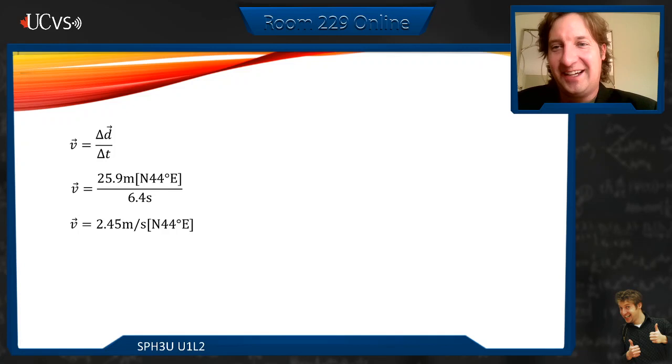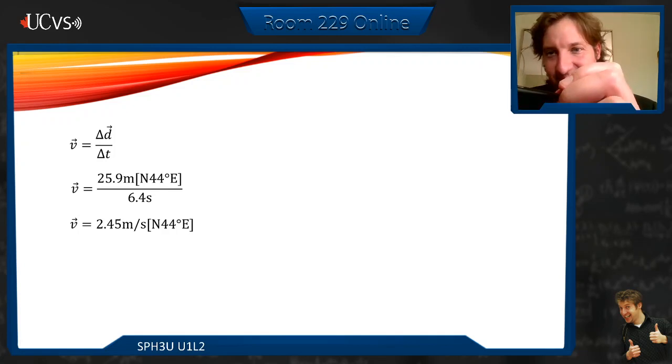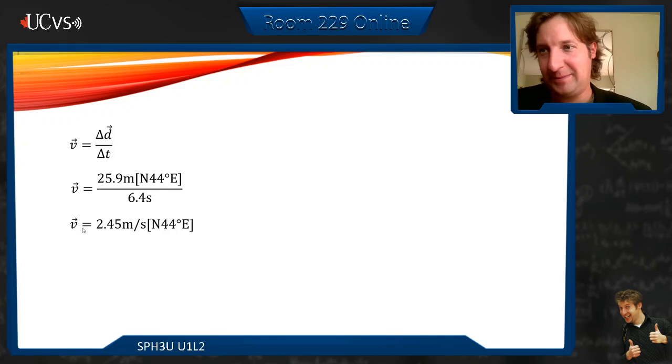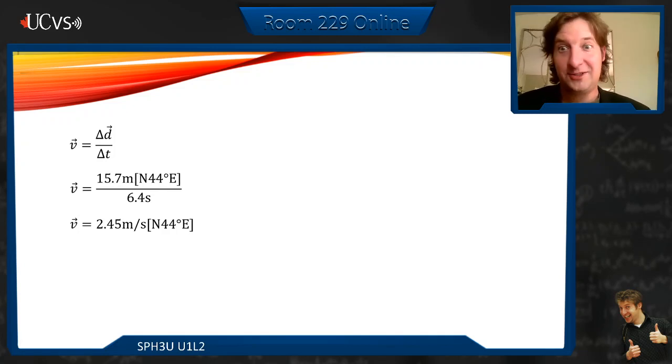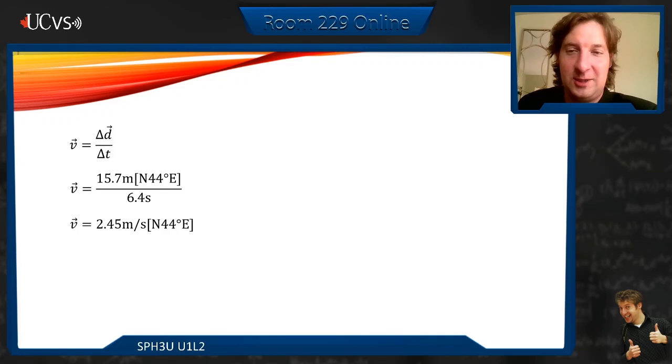Anyways, okay, oh, I didn't change it yet. Okay, I forgot. All right, let's try that again. Okay, so I'm a bit rusty. So that's 15.7 meters is our displacement divided by the time, 6.4. We end up with a final answer of 2.4 meters per second north, 44 degrees east, which is less than the speed, right? Because we're only looking at the starting point and ending point, not the path to get there. The path was much longer, so the speed would have been much larger, right?